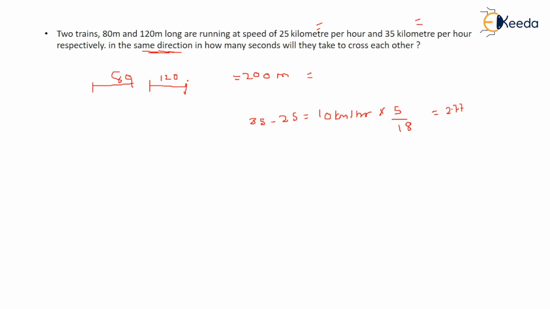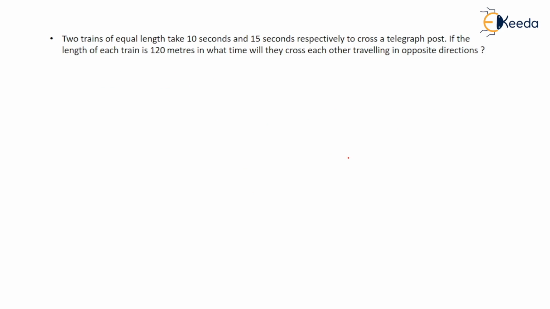So now you can find out the time required to cross, right? You have length, you have speed. Now you can find out the time. Time is 200 divided by 2.77. This will give you the time. 200 divided by 2.77 comes out to be 72.20 seconds. This is your answer. Simple, very simple, I guess. Okay, now this is a type of question which is a little tricky or important one, right?